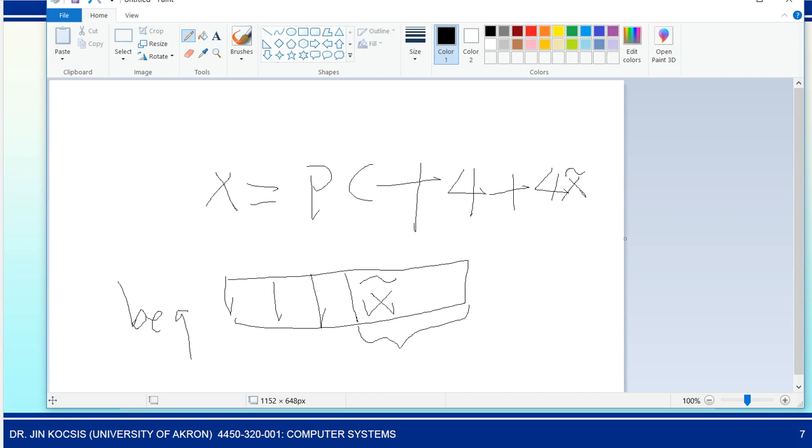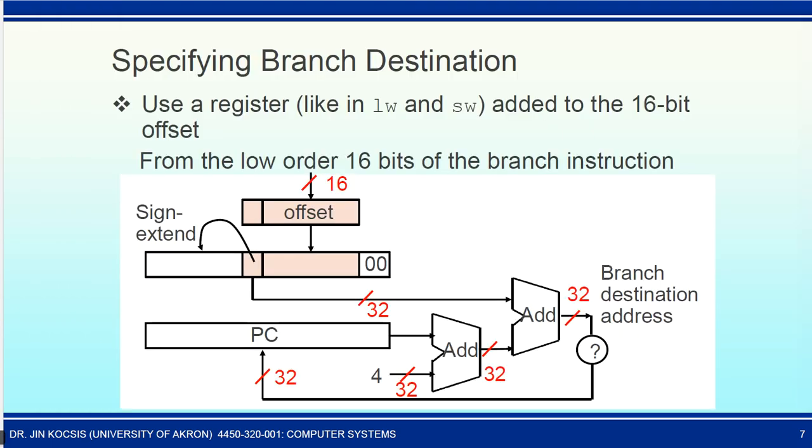If you still have questions, please let me know. That mathematical equation is exactly equivalent to the operation represented here, and we say PC plus 4 plus 4 times x is exactly the output of this adder. Okay.